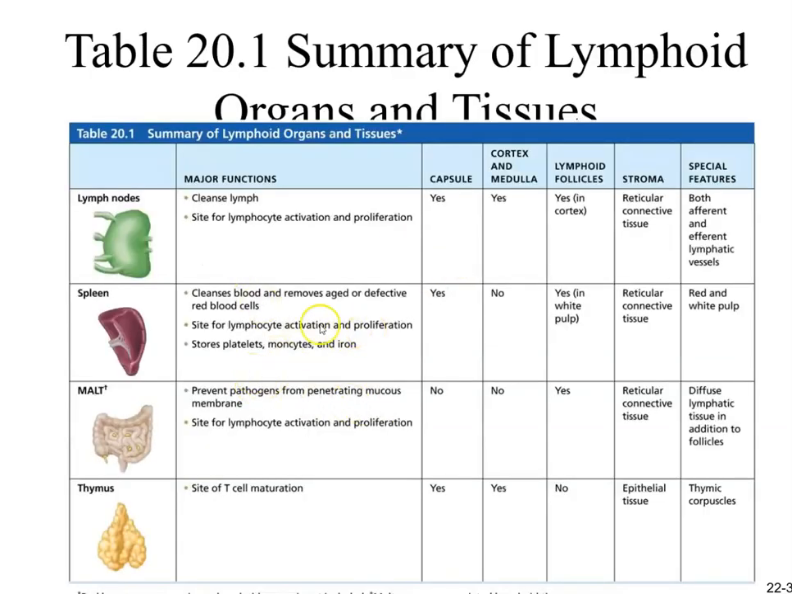Again, just to reiterate, lymph nodes cleanse lymph and are a site for lymphocyte activation. The spleen cleanses blood, removes aged or defective red blood cells. Stores platelets, but like I told you, monocytes, and then iron. So a big storage reservoir for monocytes and platelets, and of course iron. MALT, mucosa-associated lymphoid tissue, prevents pathogens from penetrating mucous membranes, a site for lymphocyte activation and proliferation, and the thymus is the site of T cell maturation.